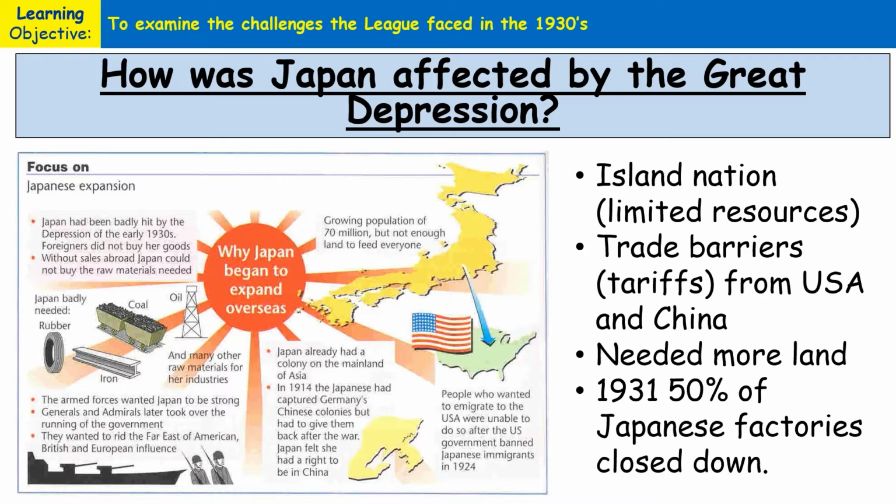In 1914, the Japanese had captured Germany's Chinese colonies, but had to give them back after the war. And Japan felt that China was nearby geographically and it should have a say in what was going on in countries nearby, rather than Germany, which is a European country, controlling parts of China.